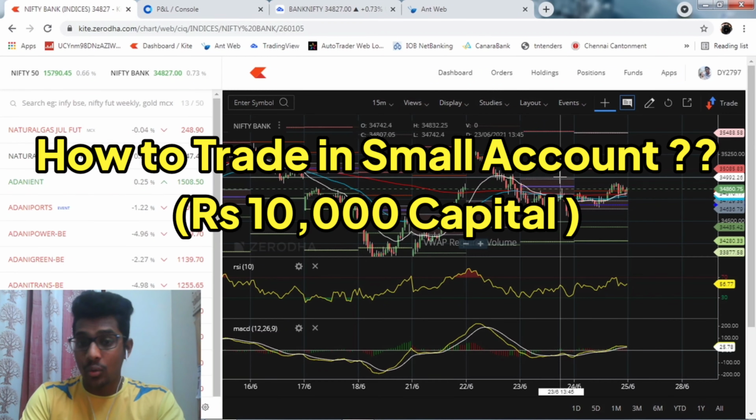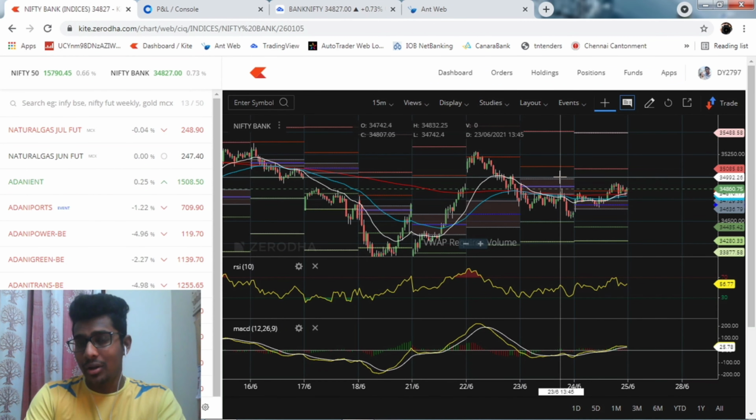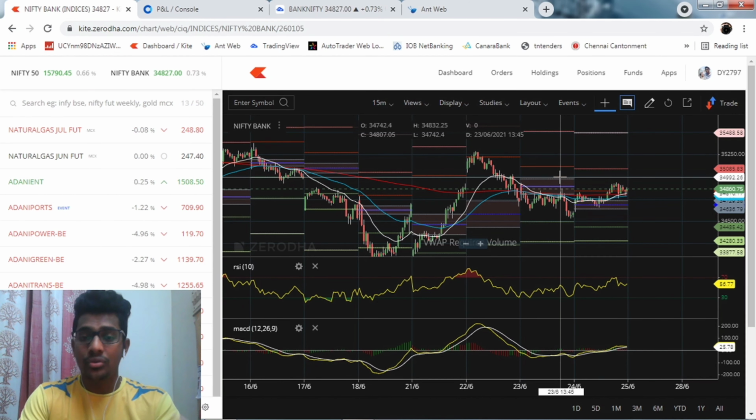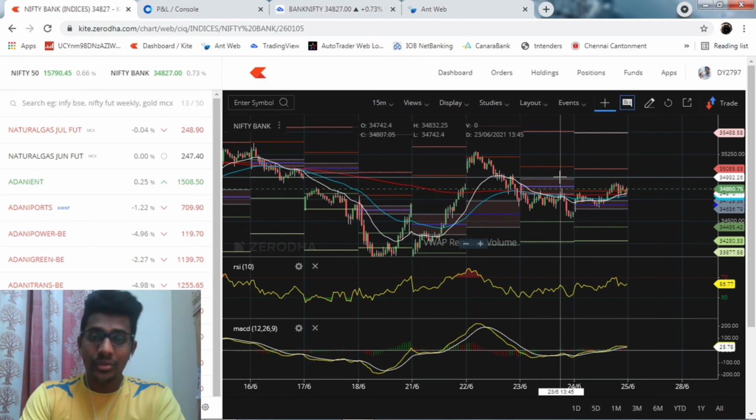Today we're going to be talking about how to trade from a small account and what you need to expect from your small account. Should I expect a lot? Maybe I should expect a double in a month, or I should make some profits out of it and build a constant income and consistent profits from the share market. We'll go through all those doubts.